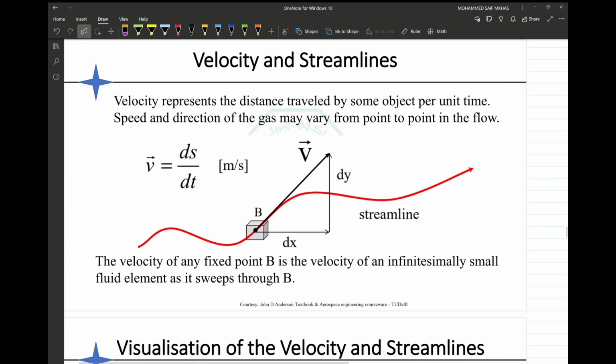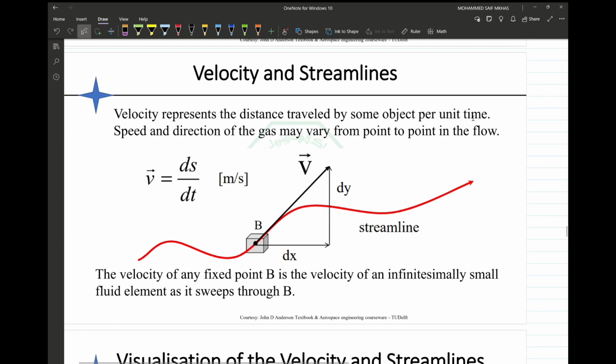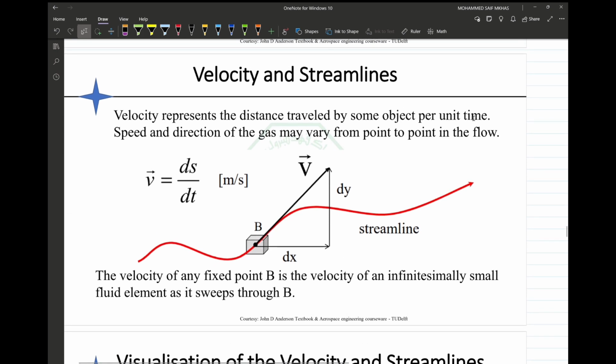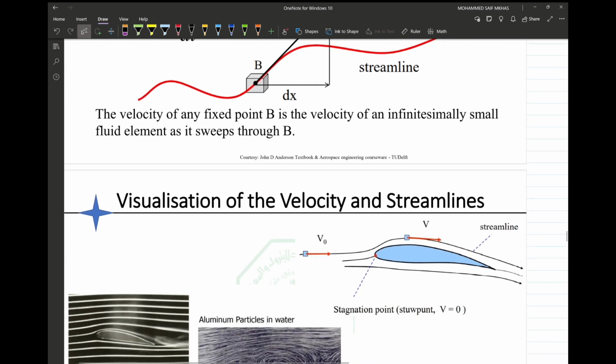And there we have velocity. There are some differences between velocity and speed. Speed is a scalar quantity, and velocity is a vector quantity. So basically in this course, we're only going to work with velocity. Velocity equals distance over time.